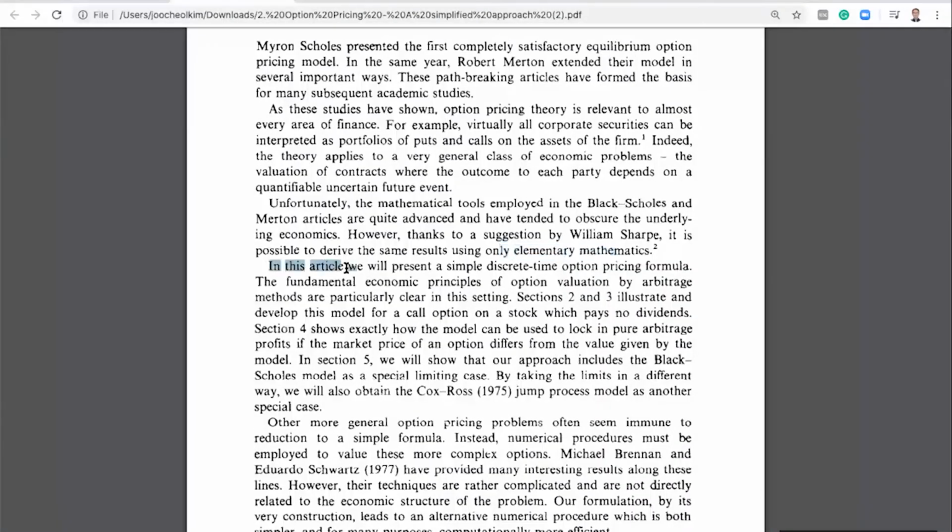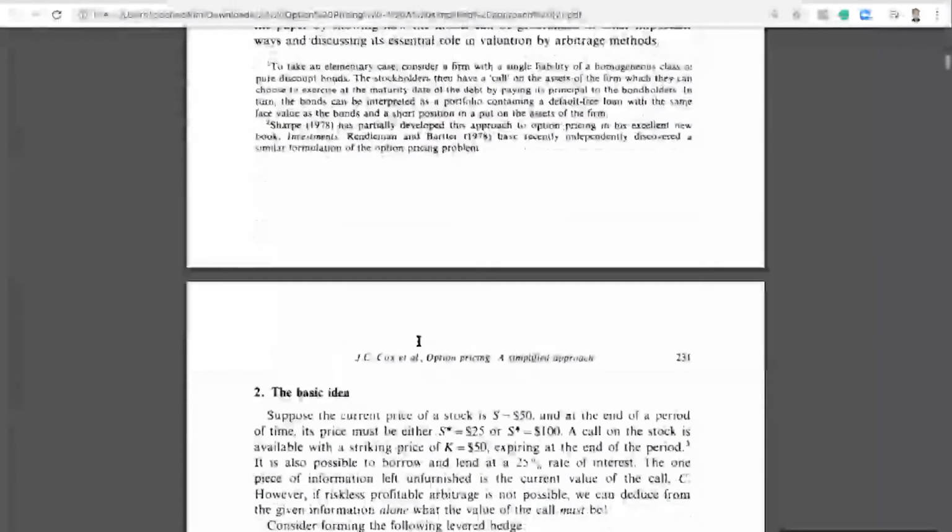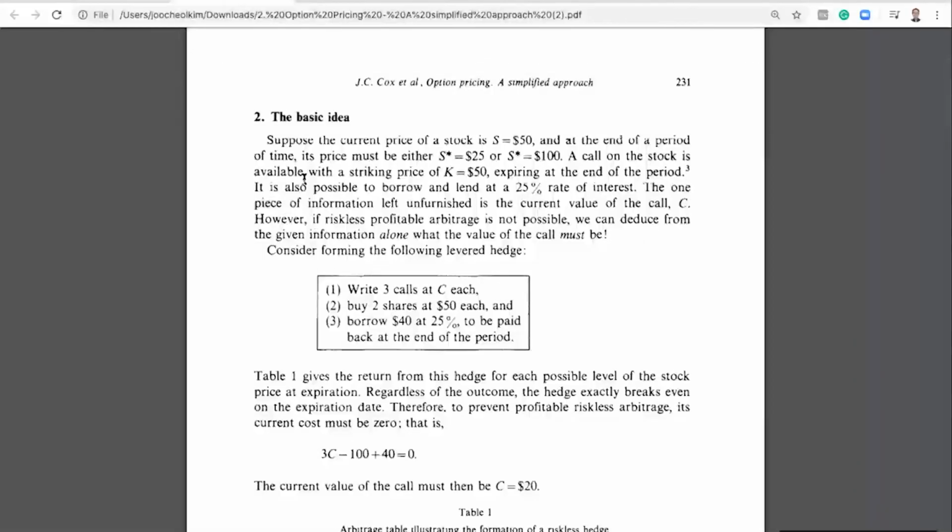So in this paper, the CRR will present a simple discrete time option pricing formula, and the fundamental economic principle of option pricing by the arbitrage method is particularly clear. That is the end of the introduction of this paper. Later they explain in the next sections, this kind of thing and that kind of thing. So we are moving on to section 2, the basic idea.